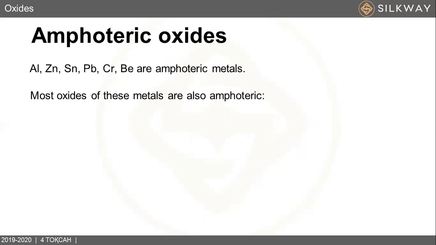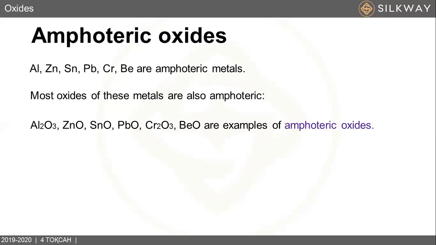Aluminium, zinc, tin, lead, chromium, and beryllium are amphoteric metals. Most oxides of these metals are also amphoteric. Here are examples of amphoteric oxides. Amphoteric oxides react with acids and bases.